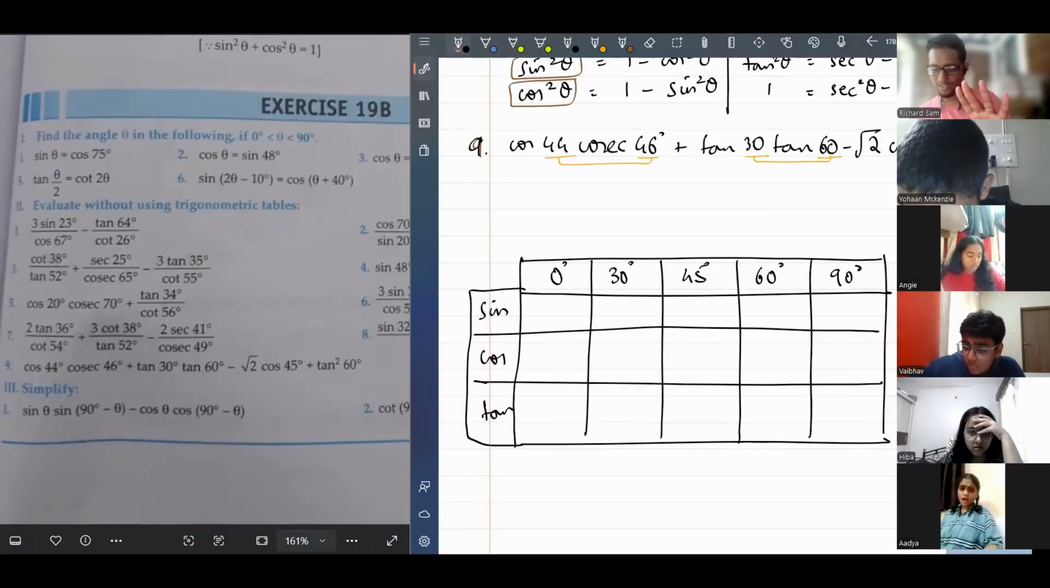How many of you already know these values? Anyone? Vaibhav, have you done this in school? Trigonometry is over, right? Have you done this in school? Yes, so we did this table, but I don't remember the values. Hiba, do you remember the values?